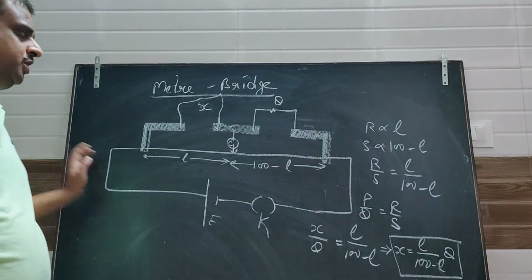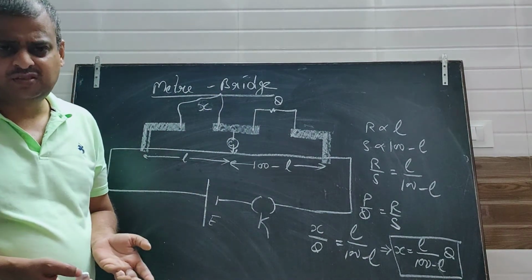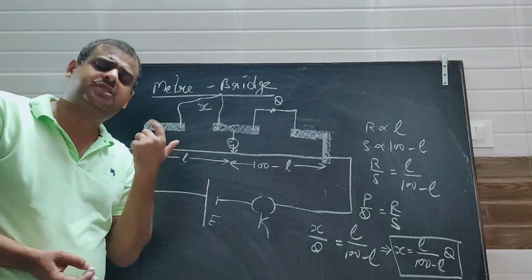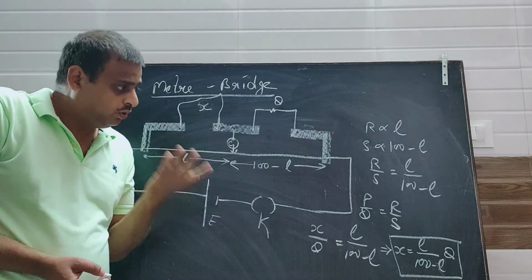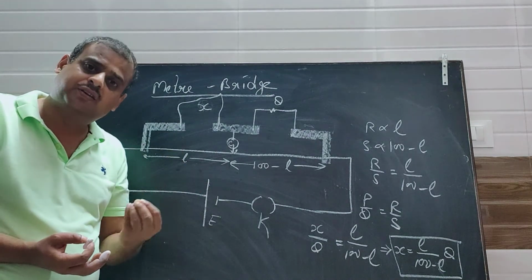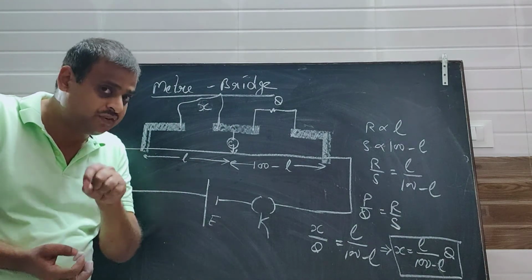From here we can obtain the unknown resistance. If you know the resistance of a wire and calculate its diameter, you can calculate its area. You can find out the resistivity, because R is equal to rho L by A. So you can calculate resistivity.